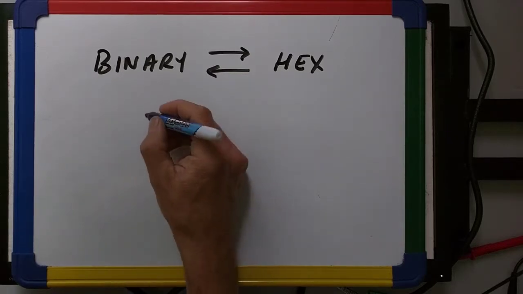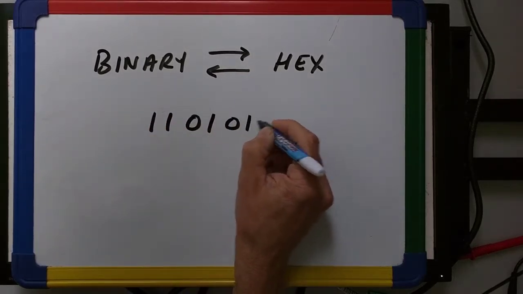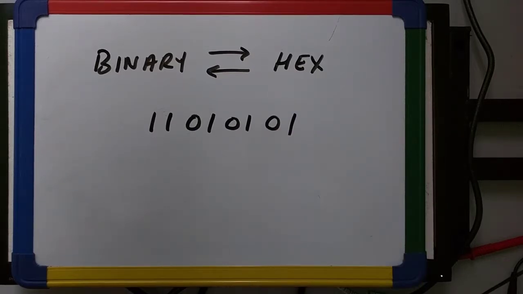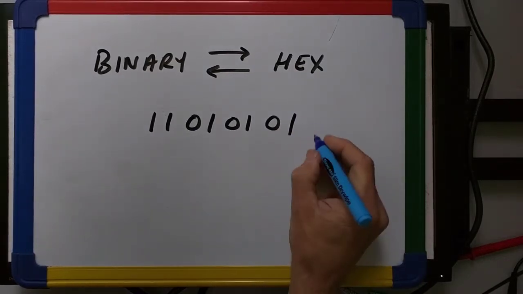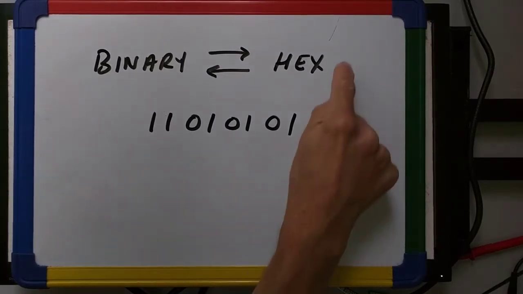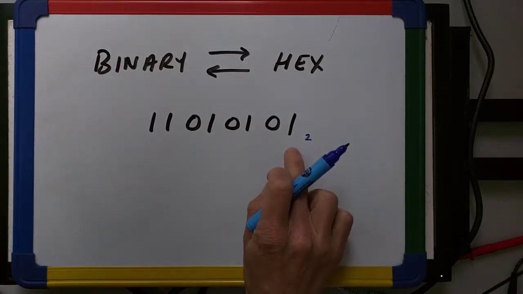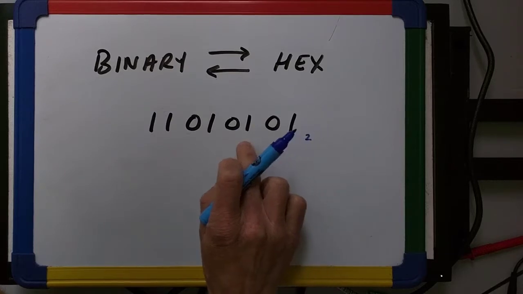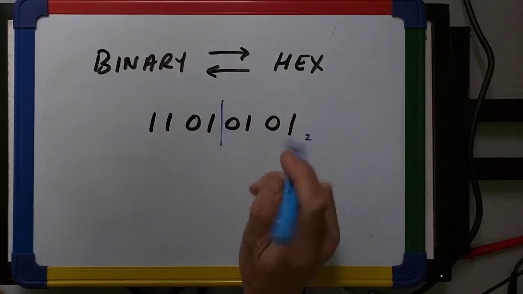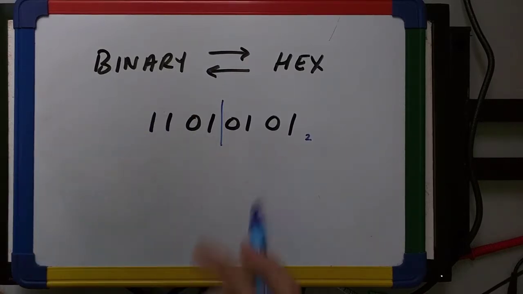So let's take a random number. 11010101. There's our binary number. And we'll put a little 2 there to remind us that that is binary. In order to convert that straight to hex, all we need to do, starting at the right hand side, is move it into groups of 4. 1, 2, 3, 4, dividing line, 1, 2, 3, 4, and we're finished there. So we've got 2 groups of 4.